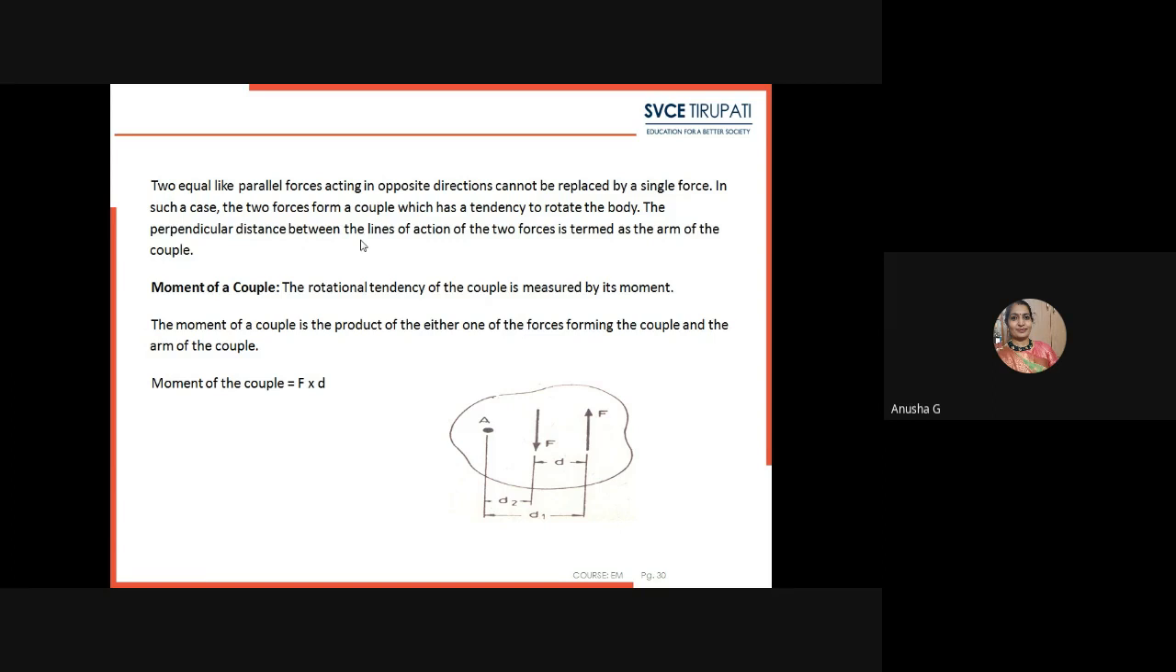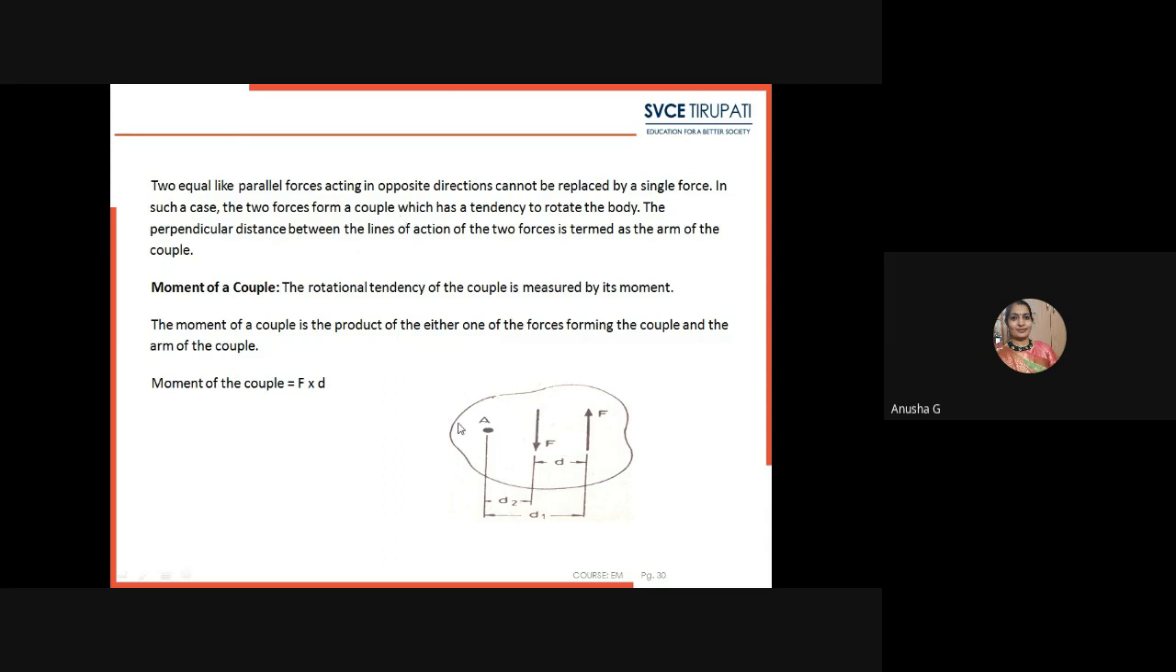If we take the right-hand thumb rule and observe it, there will be a force, a distance, and another in a different direction. These three together we call a couple of the system. Now we'll see what is meant by the moment of a couple.